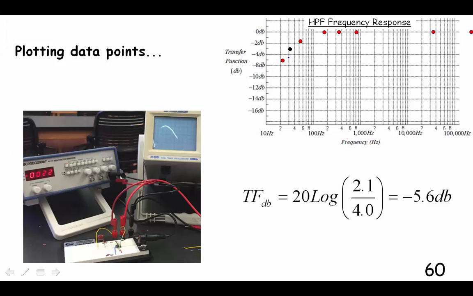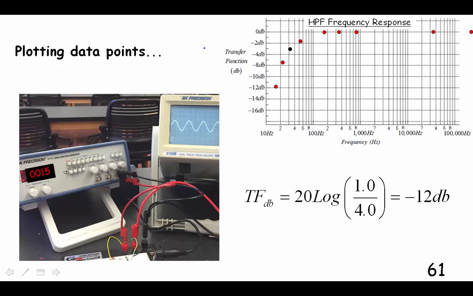Yeah, so I plotted it at 32. So 20, this was 10, so that's 20, 32 was right there. We're a little bit off on that one. Okay, so then when I go down to 22 hertz, I'm at 2.1 volts, and that is minus 5.6 dB, so I plotted that right there.